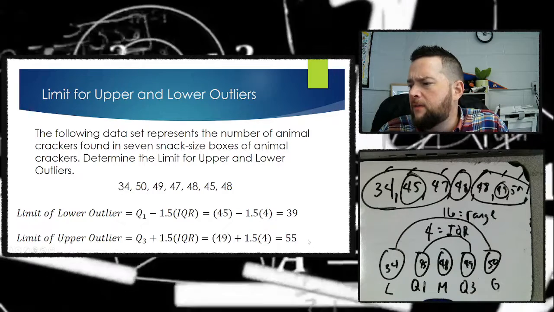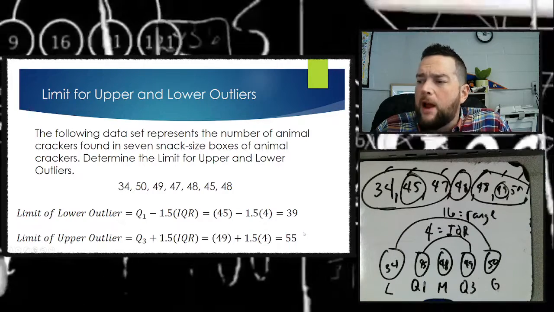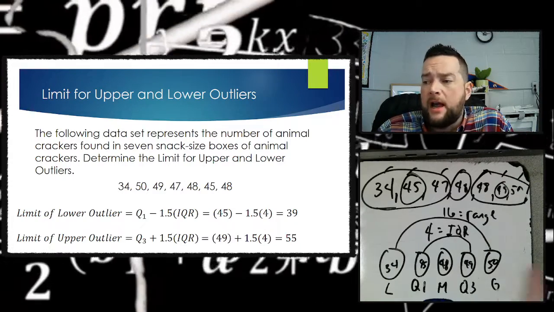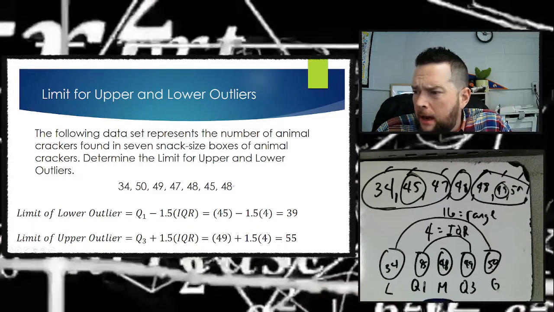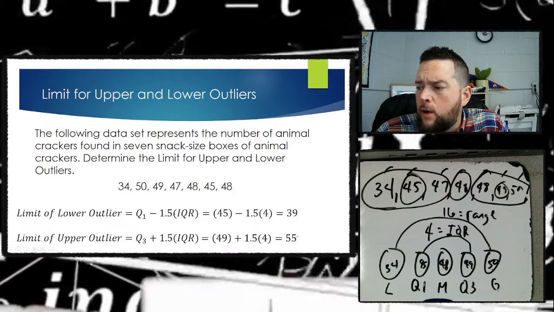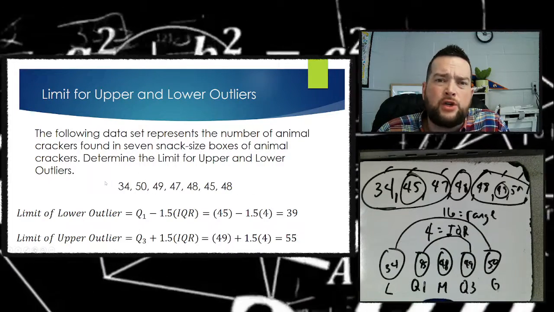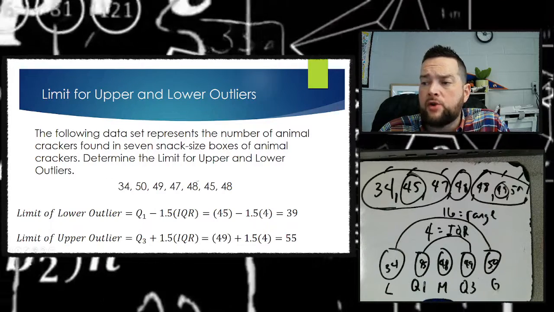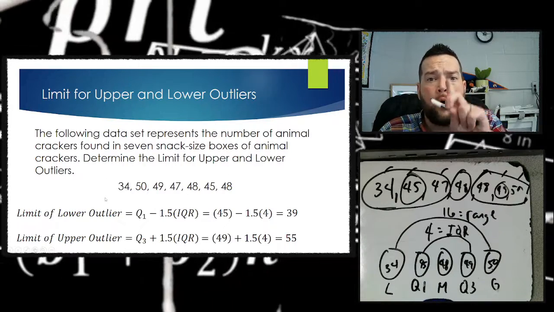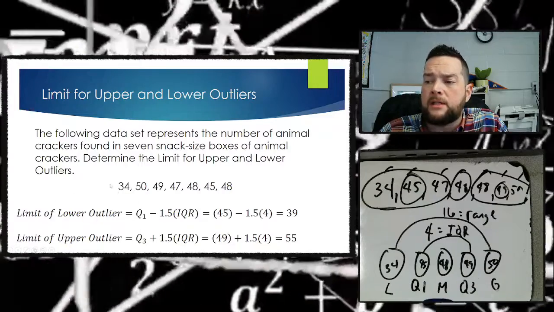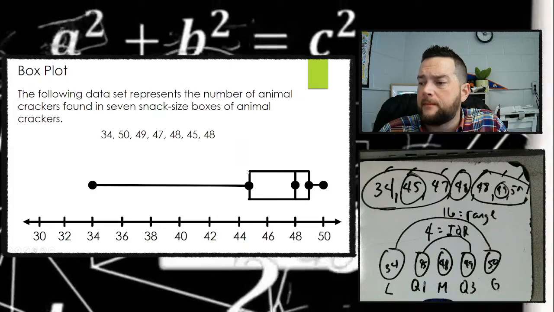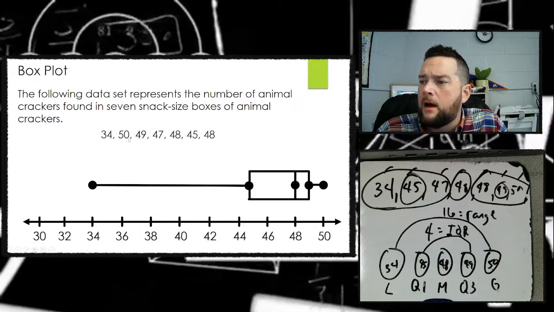So that should say 55. We know any number above 55 is considered an outlier. So I'm going to look at my data set. Do I have any numbers above 55? I don't. So there's no upper outlier. In this data set, there's only one outlier, and it's a lower outlier. It's number 34, because we found our limits right here.